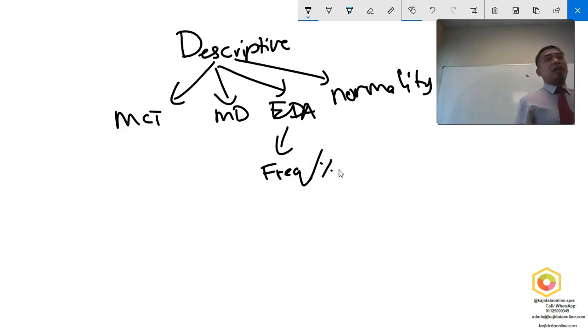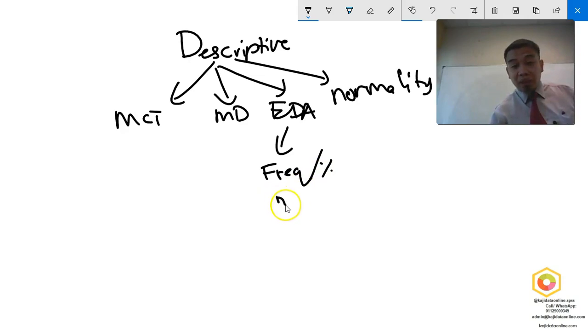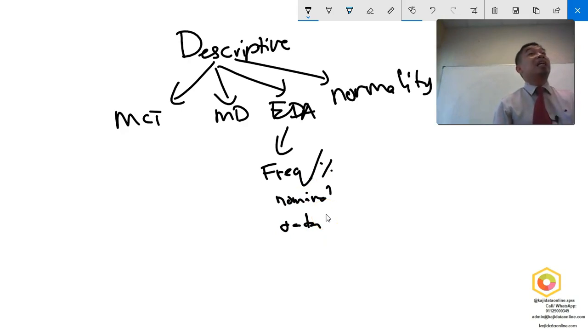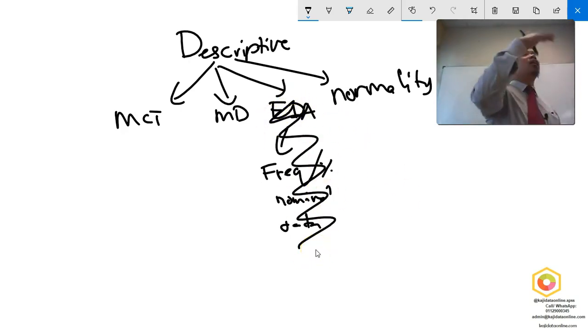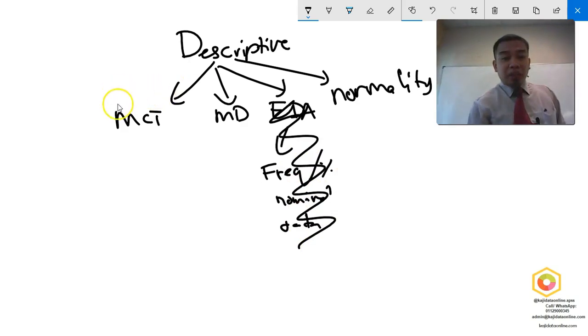EDA is exploratory data analysis, focusing on percentage and frequency, numbers and percentage, proportion. This one is used for nominal data. For example, in your questionnaire, the first question you ask is about gender, right? Gender, male or female. That one is a nominal scale, and therefore the way you present the data is just to show their frequency and percentage. That's all. Okay, finished. We just skip.